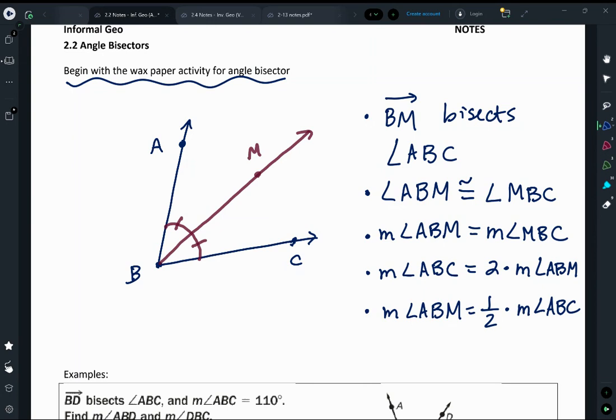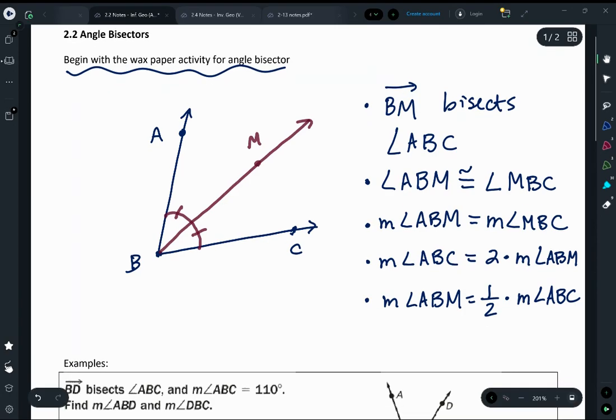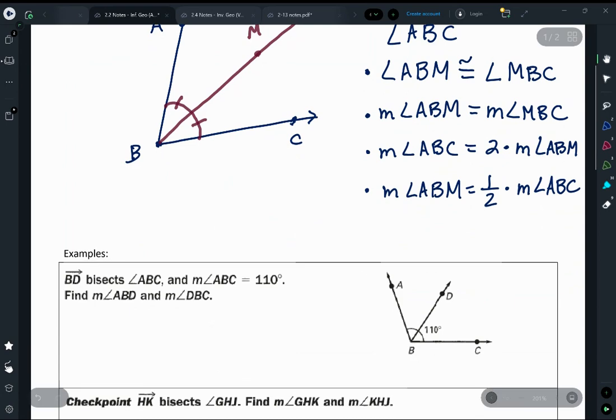One of the things you're going to notice, and we'll look at that below, is how we're notating this. There are some kind of tricky things about angles. So that's what we did on our wax paper. Obviously, I can't show you the wax paper activity on this screen, but I did the best I could.